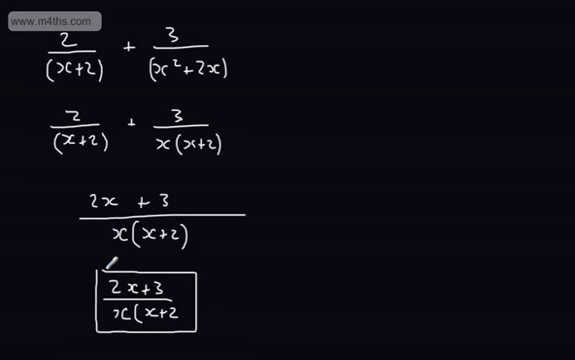So why is this useful? Let's say in an exam question we were given this and we were asked to solve the equation where this is equal to 1. All we would do is go to this point right here and rewrite it. So we could say that 2x plus 3 over, and let's just put this bracket there, x, x plus 2 would be equal now to 1.